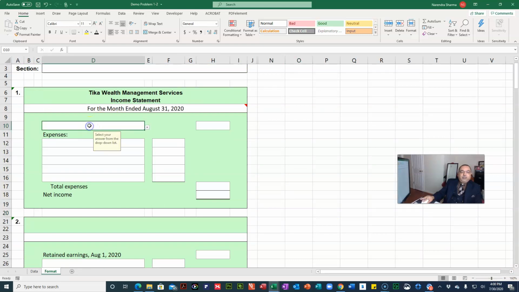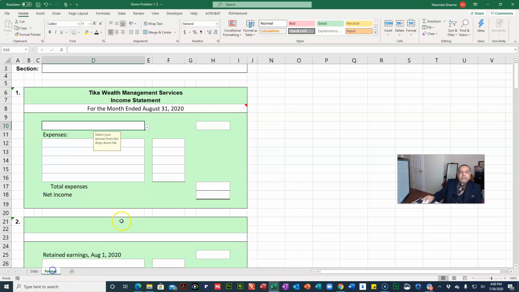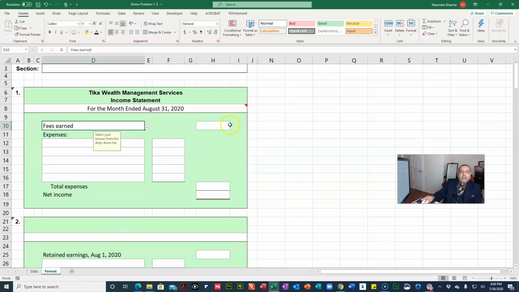So the revenue that I had is only fees earned. If you look here, there is fees earned of 289,000. So that's what I'm going to do. Fees earned, and the amount is 289,000. So that's the first thing. And then I have a space for all the expenses. Now, usually, as I've said, expenses should be in descending order, and the last should be miscellaneous expense.